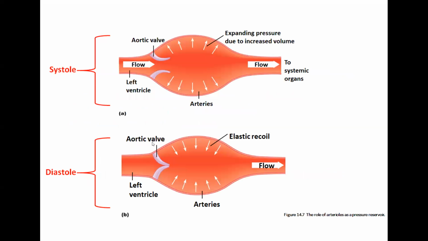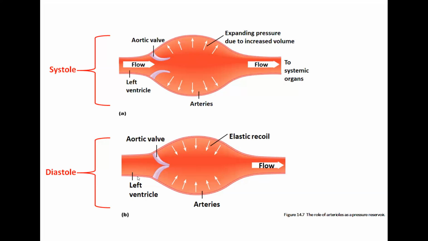So we can take a look at what this looks like as well. Okay, so here we see what's happening during systole. Because we're talking about the aorta, we're talking about blood from the left ventricle here. So we can see it flowing into the aorta. It's high pressure blood, it's pushing open that aortic valve, right? And we're pushing more and more volume into the aorta here. So these walls are expanding as we push blood into it, expanding the pressure due to the increased volume.